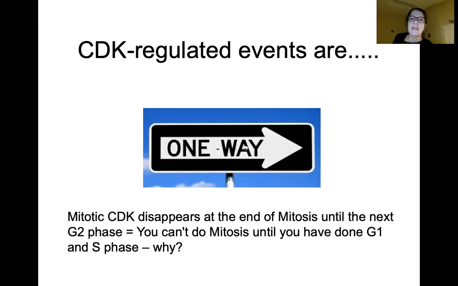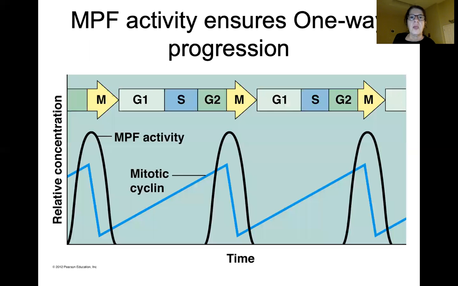The mitotic CDKs regulate that one-way movement. An example of this is that the mitotic CDKs, the MPF, really disappears at the end of mitosis, and it doesn't appear until the next G2 phase. That means you can't do mitosis until you have done G1 and S phase. So you need to duplicate your DNA first. And here is a model that shows you this.